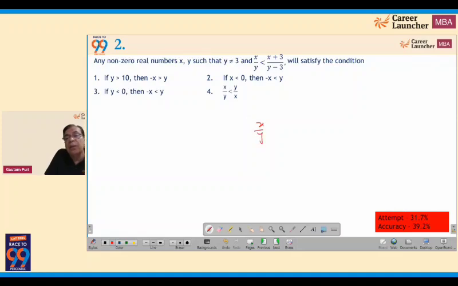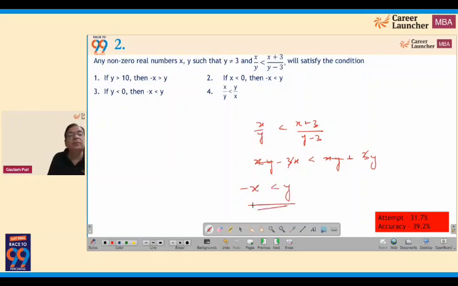After all, what does it say? x upon y is less than x plus 3 upon y minus 6. Just multiply. What do I get? xy minus 3x is less than xy plus 3y. Obviously, I can cancel out xy on both sides and 3 also. So what do we get? Minus x is less than y. Okay. Now check the choices. If x is greater or less than 0, if x is less than 0, I cannot say for y. The correct answer should be if y is less than 0. If y is less than 0, this satisfies. But this will happen only after this.